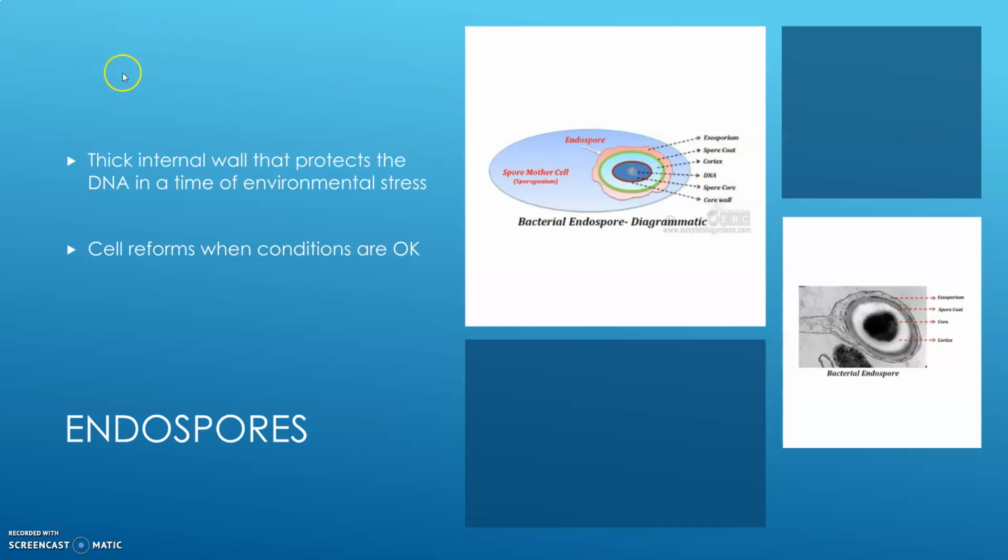So if they're in an environment, particularly without water, something that's environmentally stressful, the cell essentially dehydrates itself, and what you're left with is this hard kind of shell that's really enclosing the DNA and making sure the DNA doesn't get destroyed. Then when the conditions are all right, when there's water or nutrients or whatever it's missing, the cell will then reform into the mother cell. The mother cell forms, and the bacteria cell can go on doing what it does.